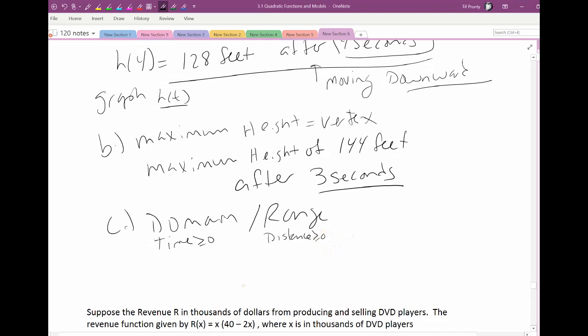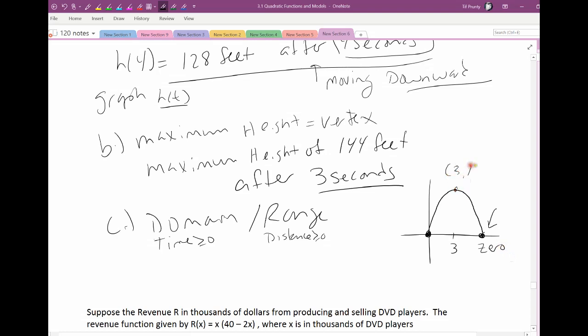When I'm looking at this, if I go look at the picture, for my domain and range I have to use my graph. So I started off on the ground, it went up, it hit its peak after 3 seconds, and then it came back down to the ground. So I need to find this 0 in order to get my domain.